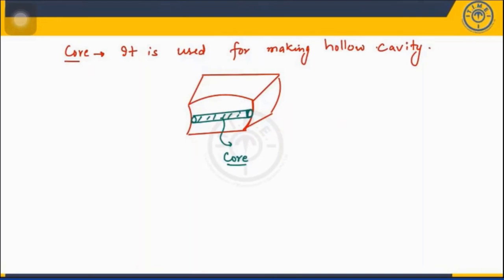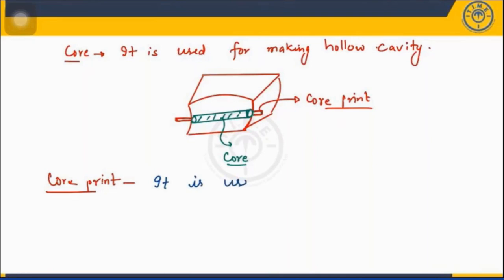For supporting this core, we are using the core print and the chaplets. Now, where will you use the core print and the chaplet? This is basically the core print. That means if you want to support this core at these end points, then you can use the core print. So core prints are basically used to support the core. What do you mean by core print? It is used to support cores and hold them in a proper position.